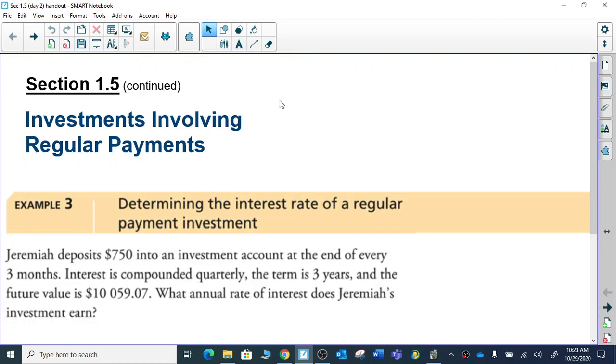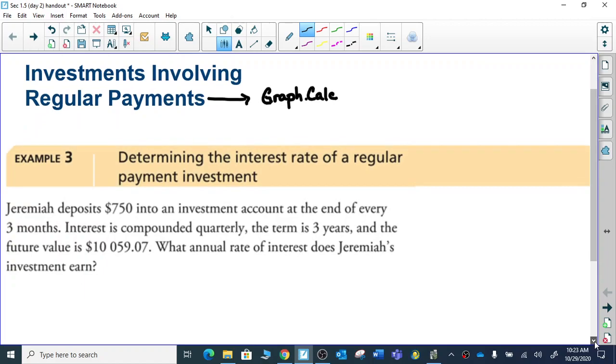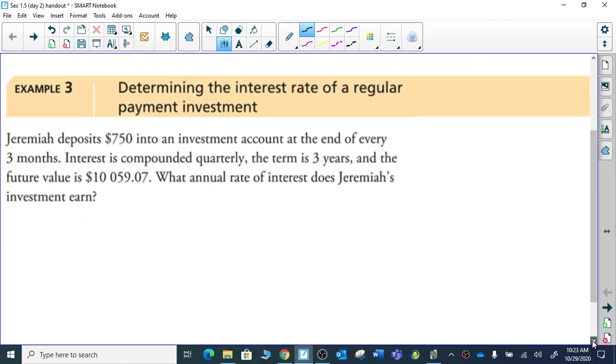Good morning. Today in Foundations 30, we're going to do a little more work in section 1.5, those investments that involve regular payments. And if you recall us discussing yesterday, if we have something that involves regular payments, that's where we're going to need to use the app on the graphing calculator. So the two examples below are going to go through and use that graphing calculator again.